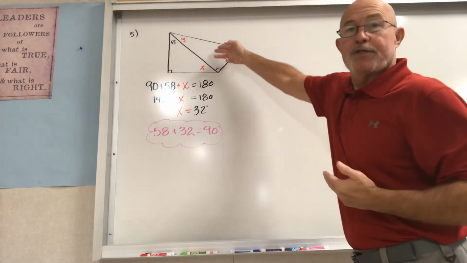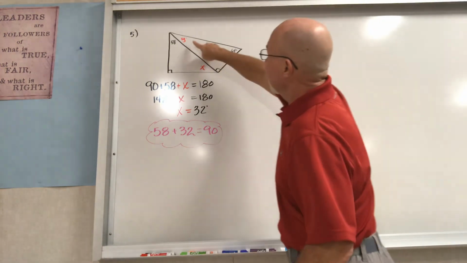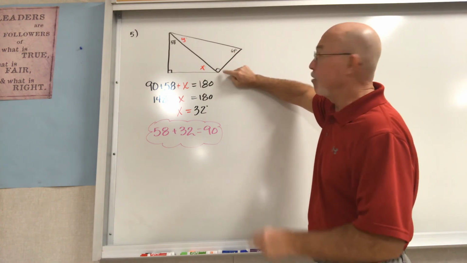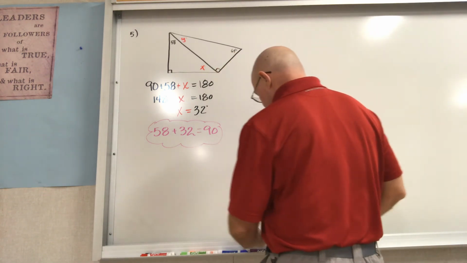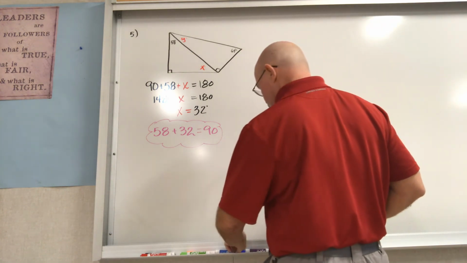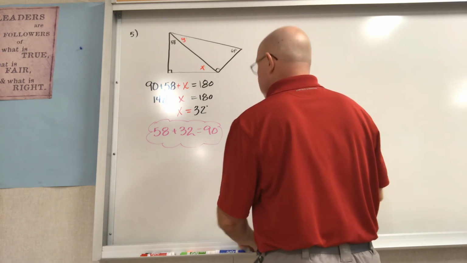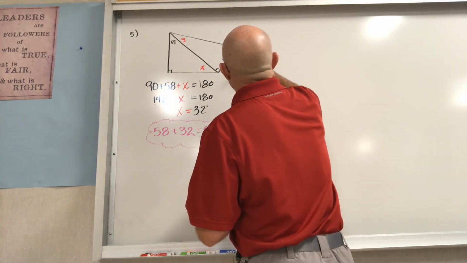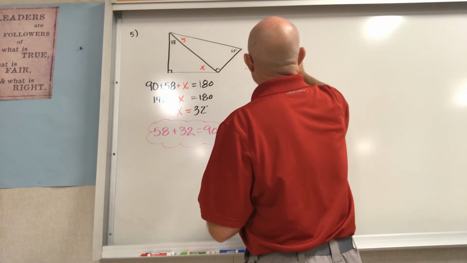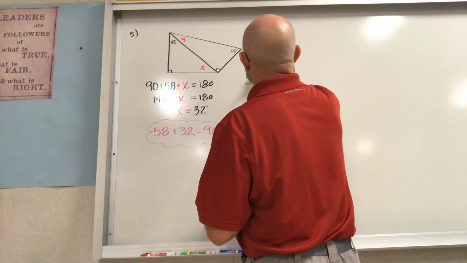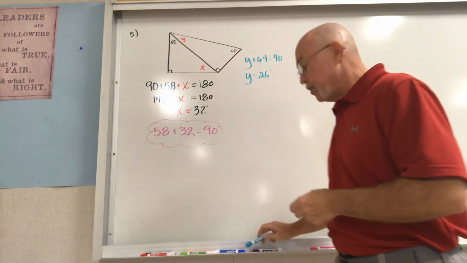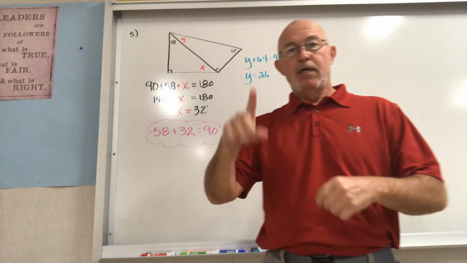Let's do it with this one. I have y and 64 in a right triangle. So we know that y plus 64 has to add up to 90. Let's use this. Makes it a little bit easier to solve these.